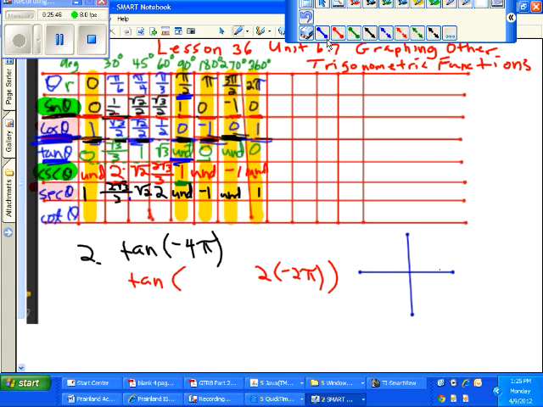That means we took out an all the way around backwards once, and all the way around backwards twice. Negative means we're going clockwise. What's left when you take out 2 of all the way around backwards? Nothing. So what's my reference angle? 0. What's the tangent of 0? 0.